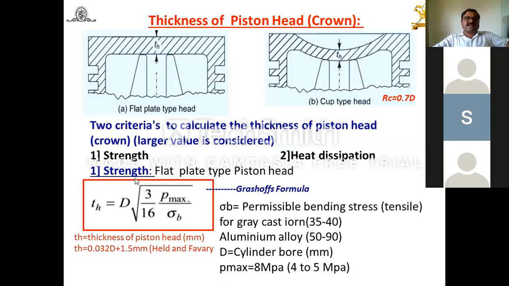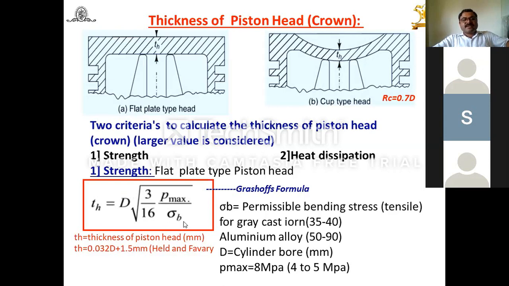Let us see the first criterion, that is strength. On the basis of the strength criterion, the thickness of the piston head is calculated by using this expression, which is given by Grashof. That's why this expression is also known as Grashof's formula. Now TH is equal to D under root 3 by 16 Pmax by sigma B. Here Pmax is the maximum pressure inside after expansion of the gas. Then sigma B is the permissible bending stress, again a tensile stress. Then D is the bore diameter.